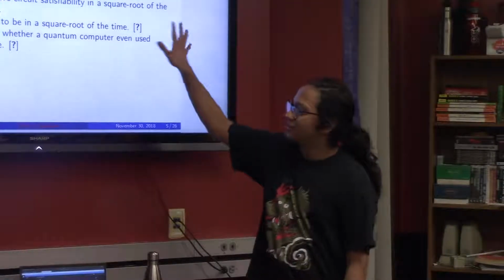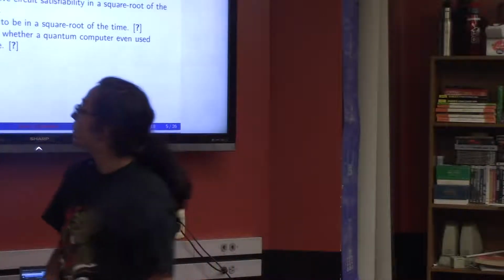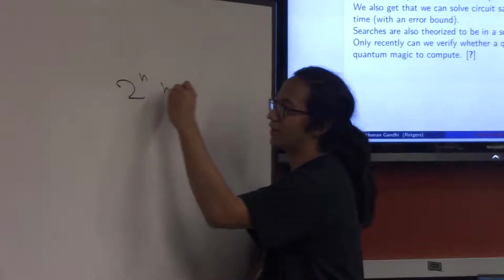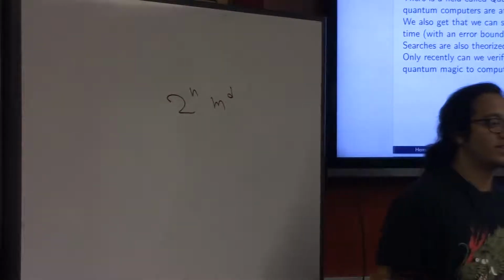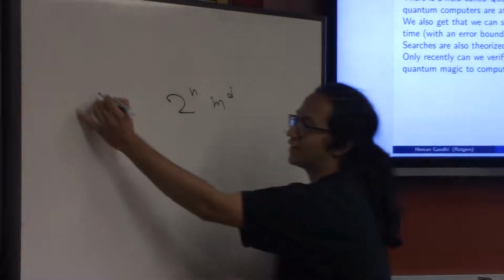For example, I was showing people papers where, for circuit satisfiability, the classical computer algorithm has some sort of formula like this. Don't get scared. It's not important. I'm just doing this for a demo. So this is classical.